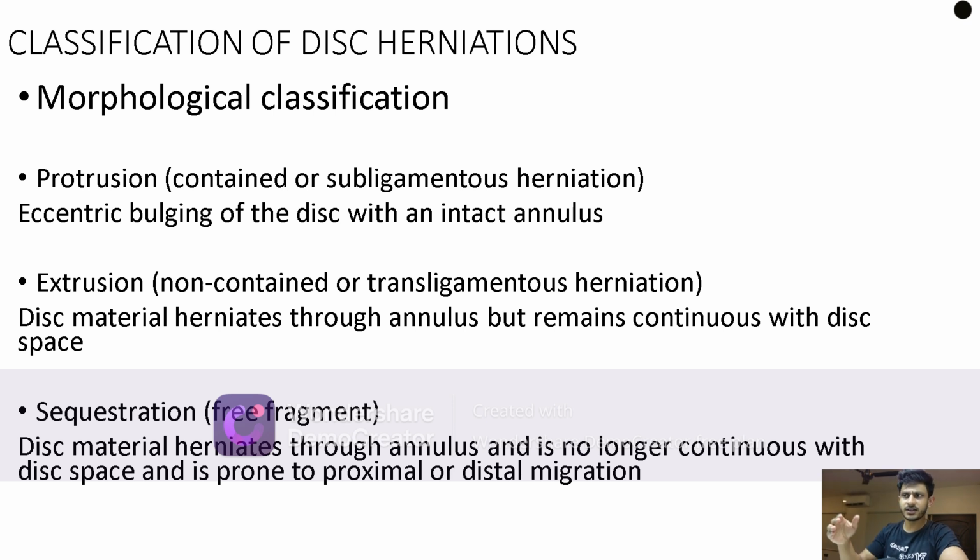So coming to the classification of disc herniation, there's a morphological classification, and then there's an anatomical classification based on where the disc protrudes. Coming to the classification, a herniation is usually divided into a protrusion, an extrusion, and a sequestration. A protrusion, also called a contained or a subligamentous herniation. So it's usually an eccentric bulging of the disc with an intact annulus. The annulus is intact. That's the keyword we're looking for here.